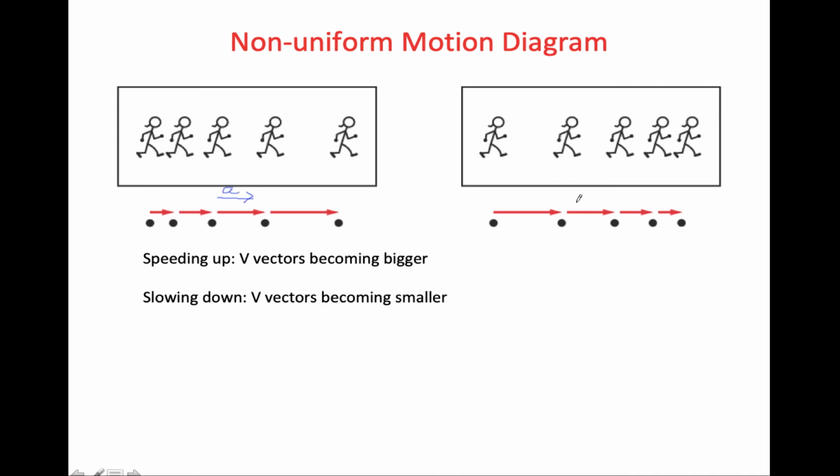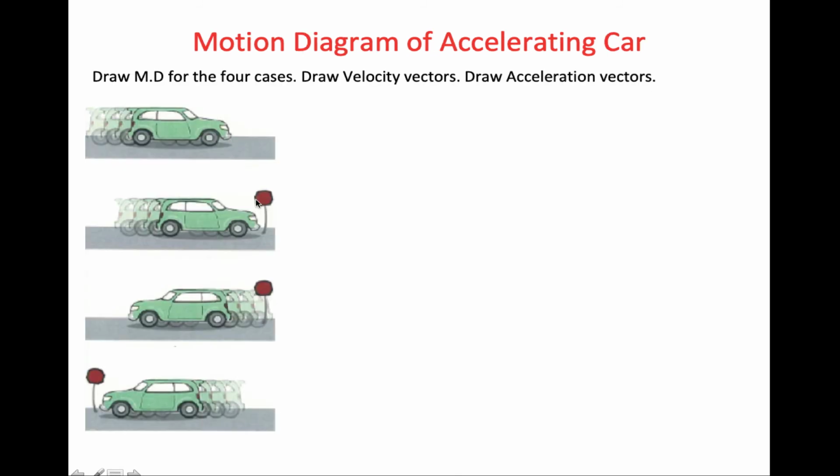For the second diagram on the right, acceleration is slowing down the object, which means it is making these velocity vectors smaller. This implies that acceleration should be opposite in direction to the velocity vectors. So in general, if the object is speeding up, the velocity vectors are becoming longer in that direction, then the acceleration vector will also point in the same direction. And if an object is slowing down, the velocity vectors are becoming smaller in length, then the acceleration would be opposite in direction. Let us draw a motion diagram of an accelerating car.